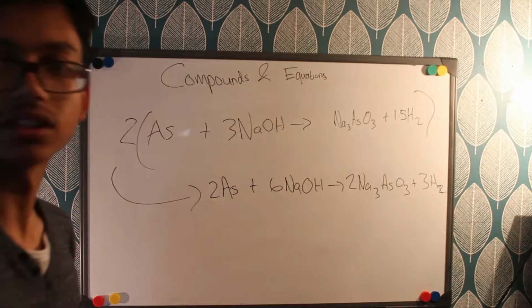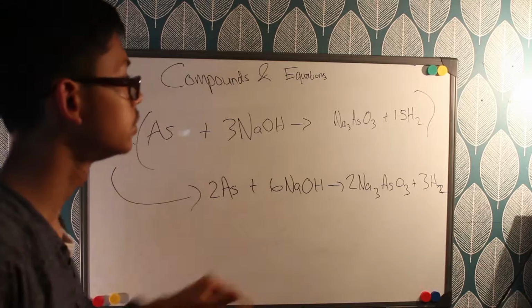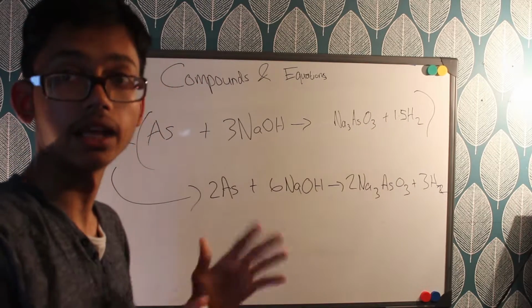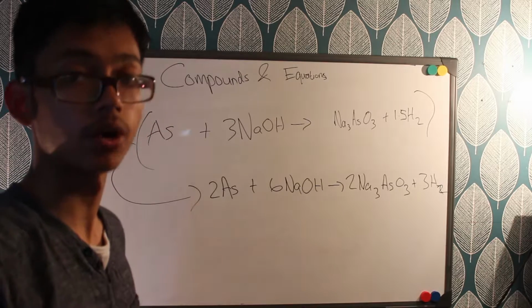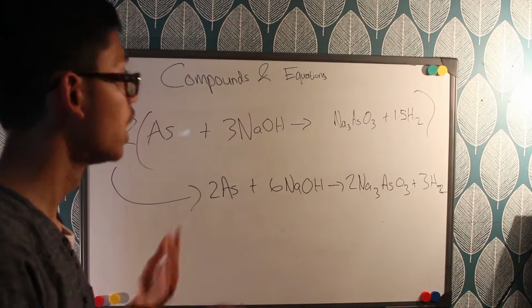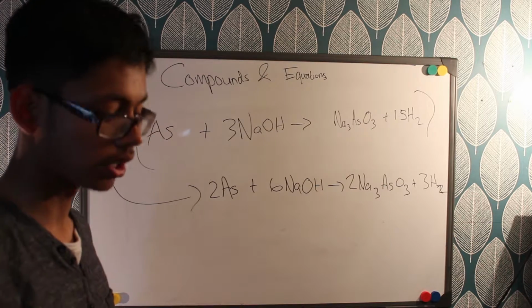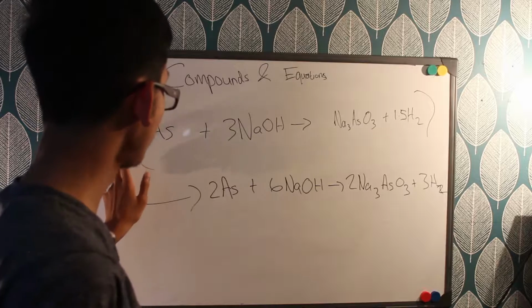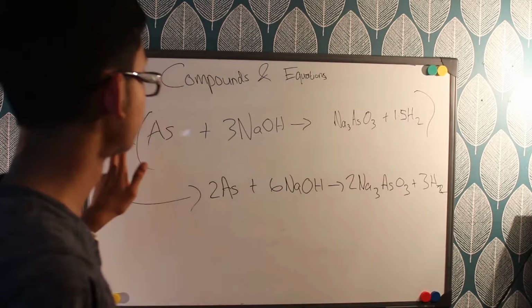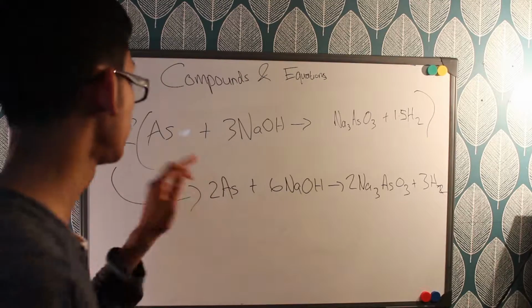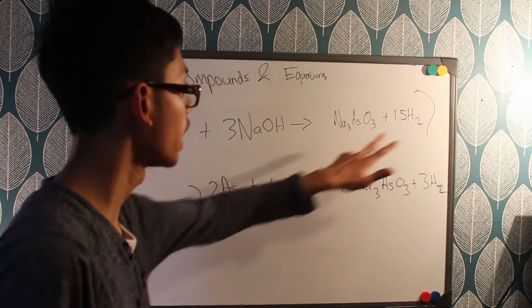Now, just so I can clarify why I times it by 2. I have 1.5 moles of hydrogen right there. In chemistry, you cannot have 1.5 moles. I don't know about A level if they accept this, but GCSE definitely do not accept 1.5 moles. The only way you can times it by 2 is when everything else is balanced, but only one element is not balanced. So here, everything else was balanced apart from the hydrogens.